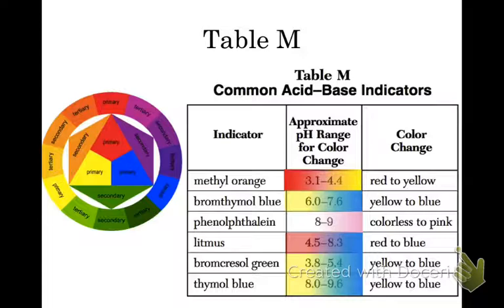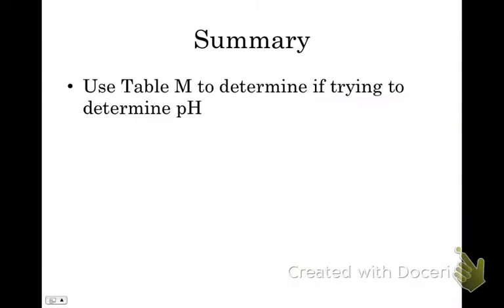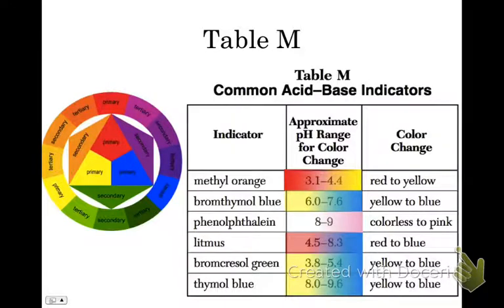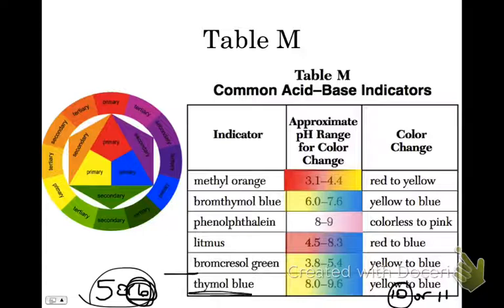So with thymol blue, if you're trying to figure out between like 5 and 6, that won't work, because it's all going to be yellow. Same thing if it was 10 or 11, because that would all be blue. But if you wanted to figure out between like 6 and 10, you could totally use thymol blue because it would be yellow if the pH was 6, and it would be blue if the pH was 10. So use these colors to help you.